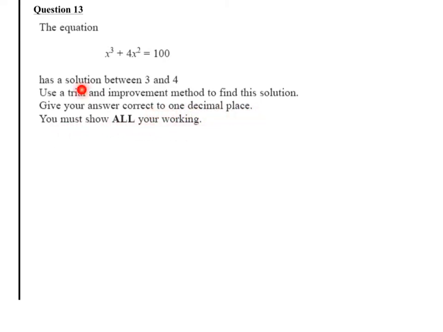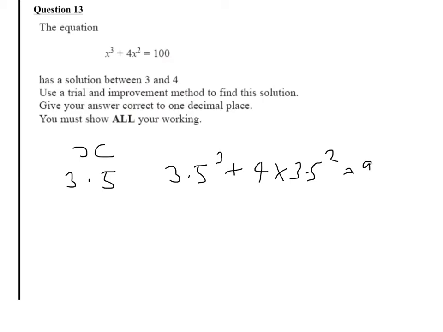So as the solution is between 3 and 4, let's take an x value to start with of 3.5. We then need to substitute it into the equation, so we need to do 3.5 cubed plus 4 times 3.5 squared. So just tap that into the calculator exactly as you see it, and you'll get the answer 91.875, which is too small.